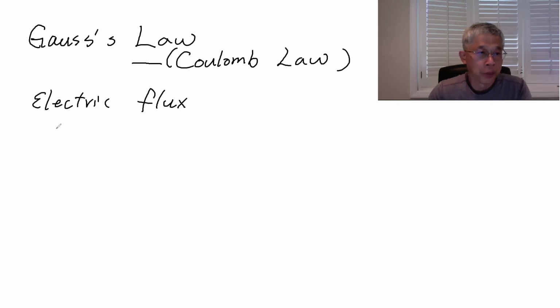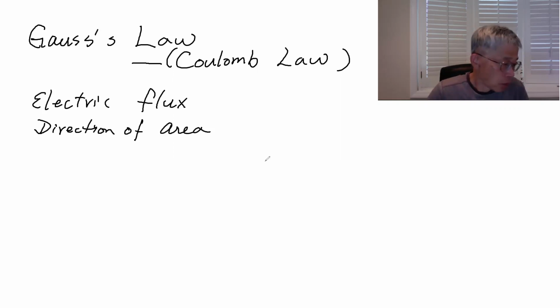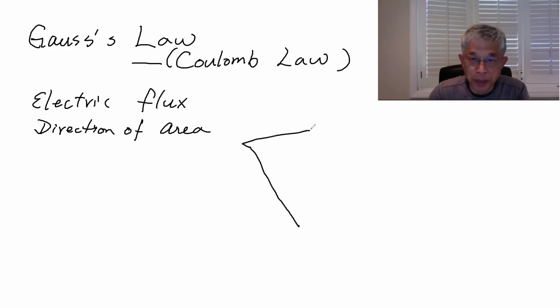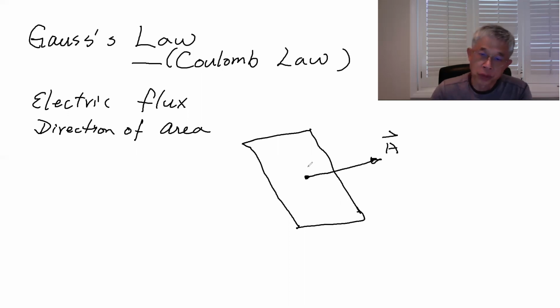Before we do that, we want to talk about the direction of an area. We treat area as a vector. Let's say we have an area that we care about in space, like that. The normal vector is considered the area's vector, so it's 90 degrees to this plane.